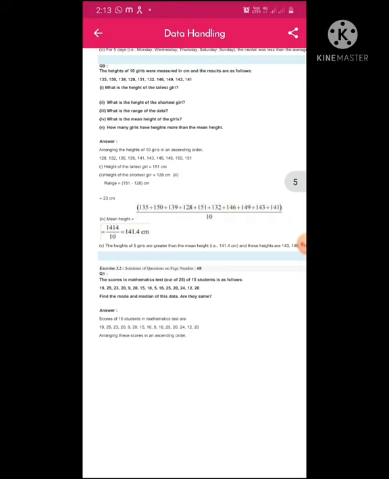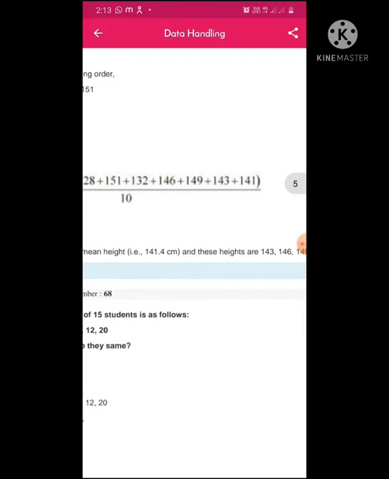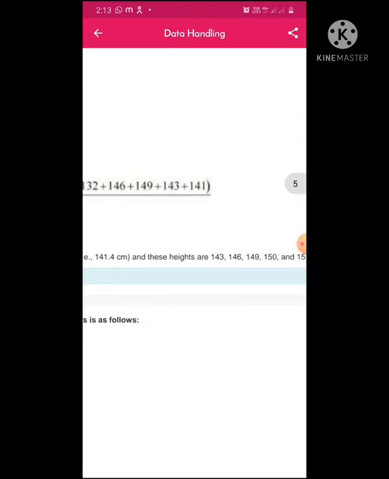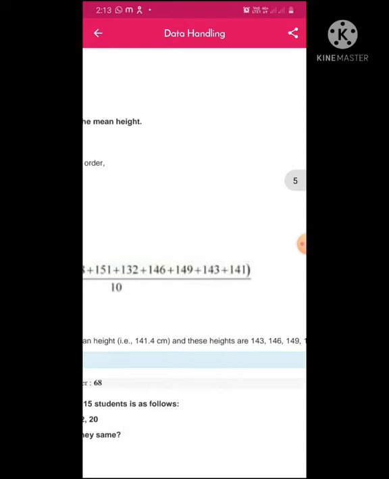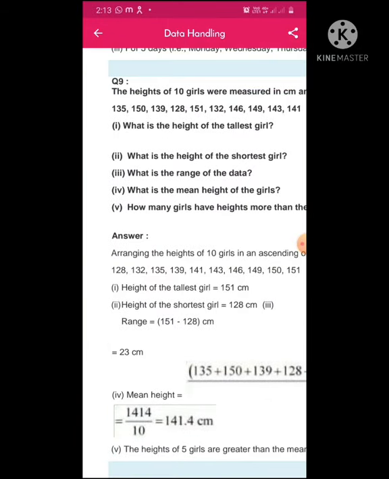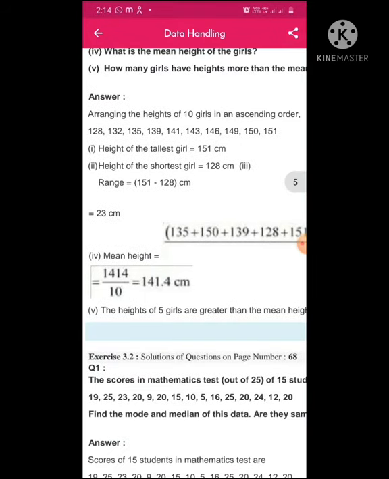See the fifth one, the heights of the 5 girls that are greater than the mean height of 141.4 centimeters. These heights are 143, 146, 149, 150 and 151 centimeters. Understood? It is very easy, you just have to add these heights and divide by the number of observations. In the next video we will see the next exercise.